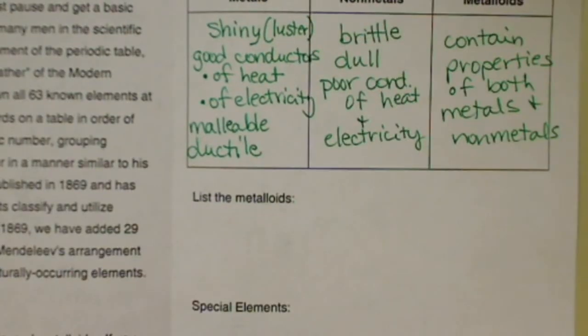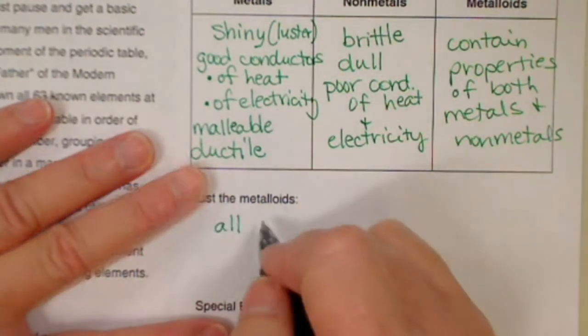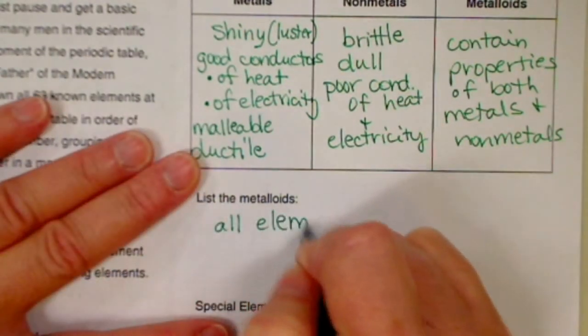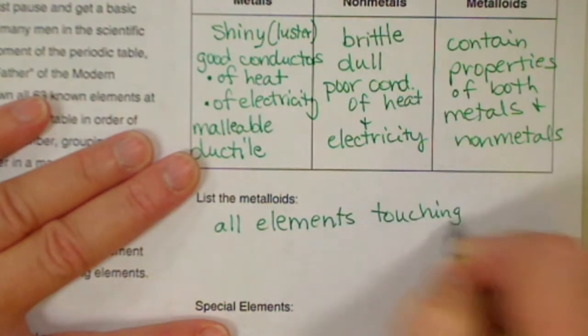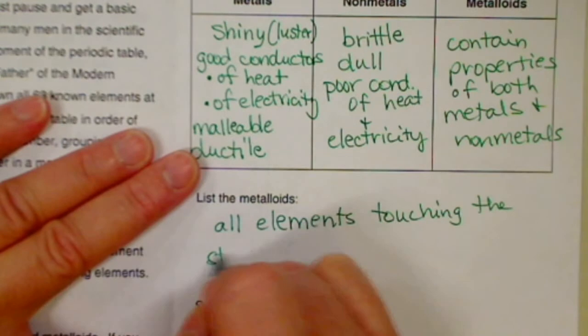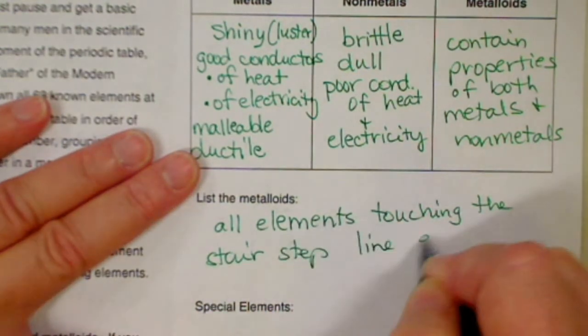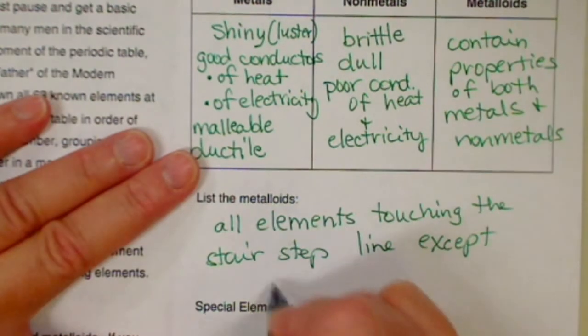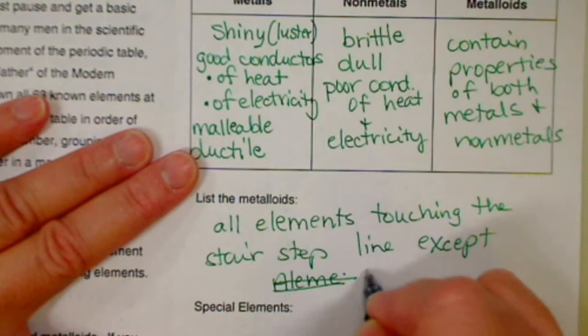All right, the metalloids are going to be those that are found along the stair-step line on the periodic table, with the exception of aluminum. So all elements touching the stair-step line except aluminum. And some of the special elements we need to know, aluminum.